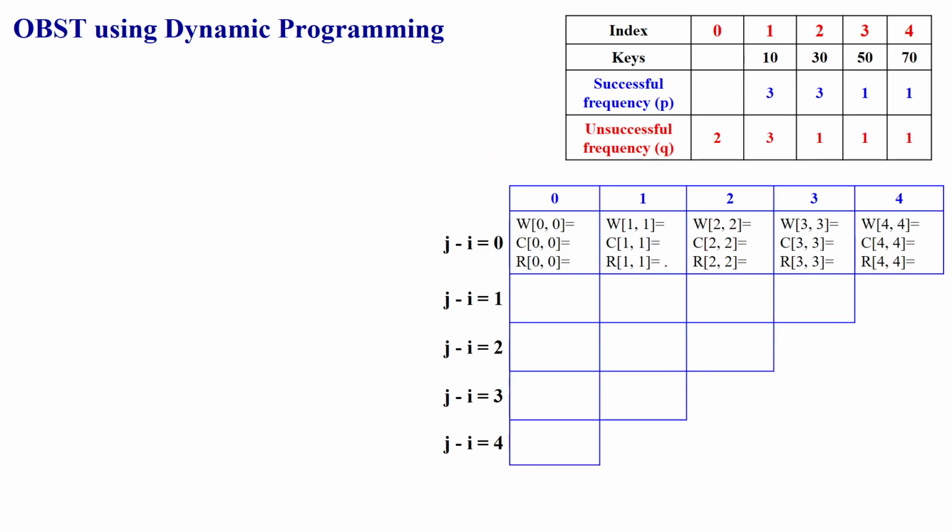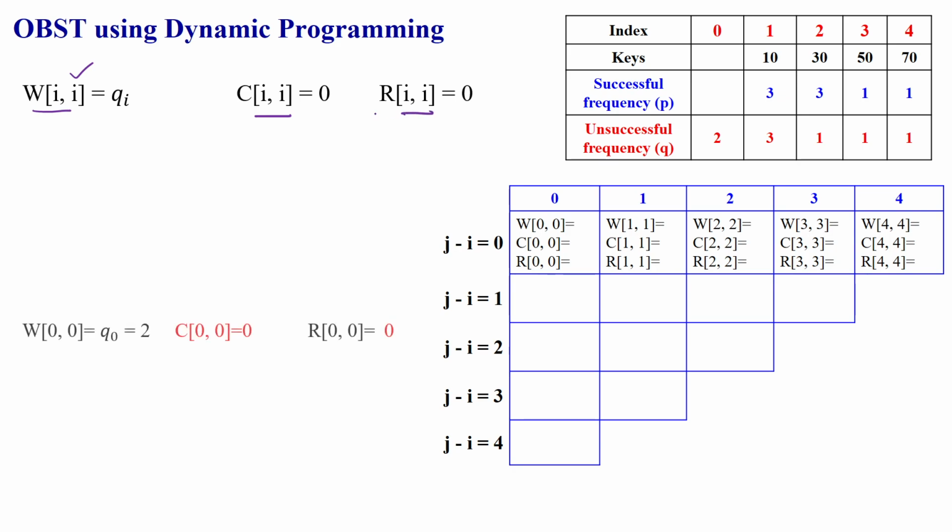Now, as per the algorithm, initially we will assign the values for w of i comma i, c of i comma i and r of i comma i. Here w of 0 comma 0, i value is 0, now q0. So q0 is the index value. This is q, this one is p. So q0 is 2, right? Then c of 0 comma 0 is 0, r of i comma i is 0.